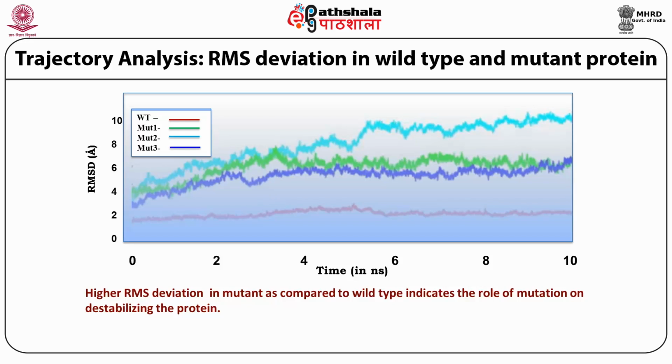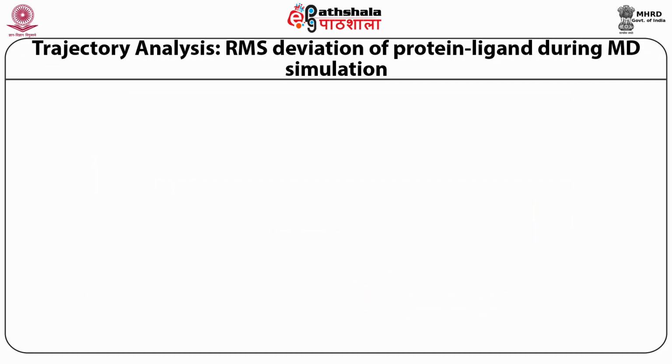That means we can predict which mutation could be more deleterious among them. In this way, we can see that mutant 2 is more damaging than mutant 1 and 3. This can be interpolated with the function of protein also. This is a very commonly used and analyzed property from MD trajectory.